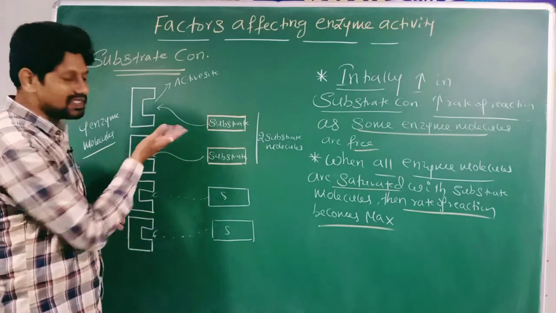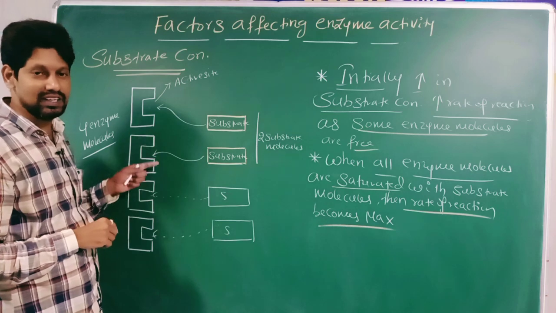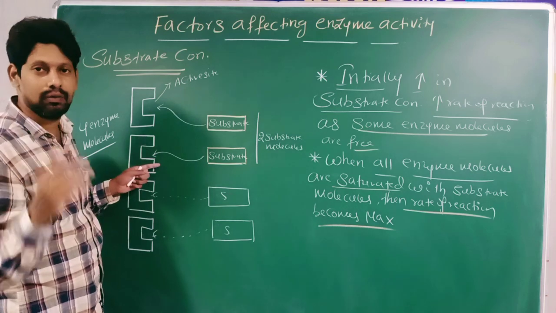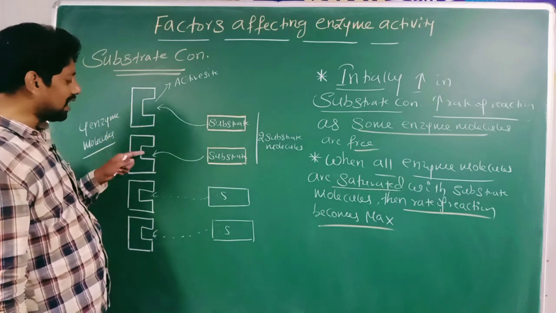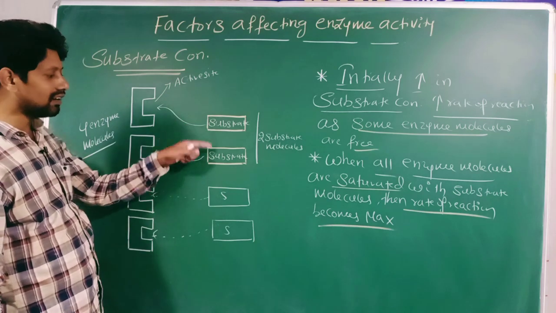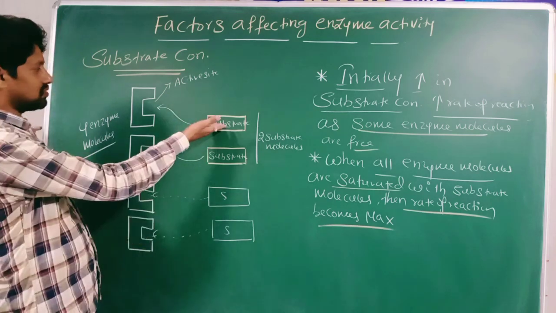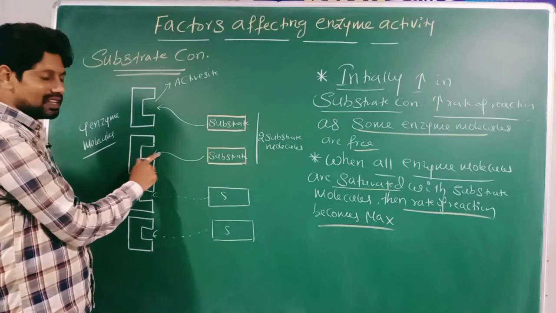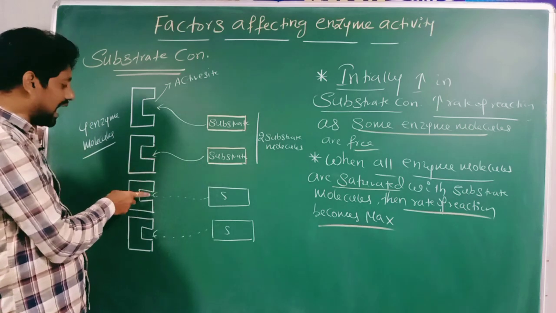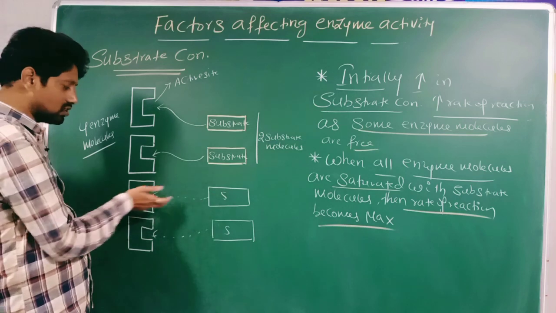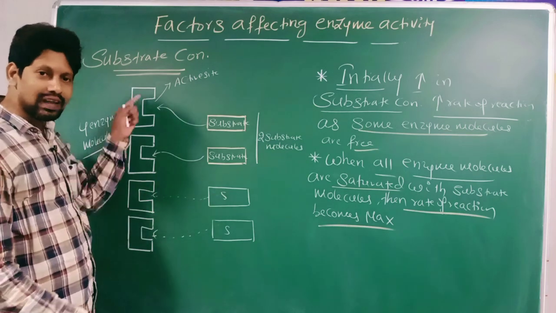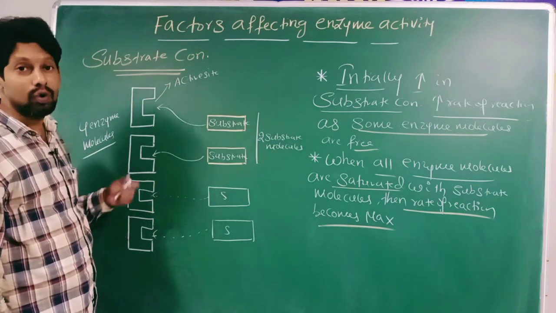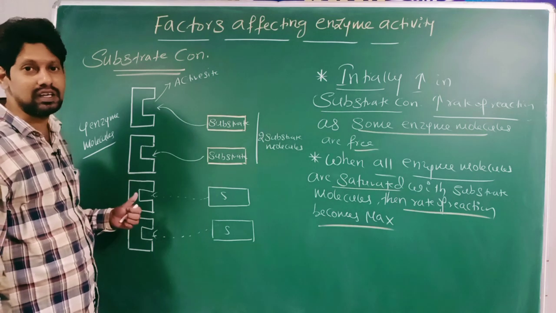I increased the substrate concentration. Is there any change in rate of reaction? No. Why? Because already all enzyme molecules are saturated with substrate molecules. The substrate has bound in the active site of this enzyme, and in the active site of these 2 enzymes also, substrates are bound. No enzyme molecule is free.